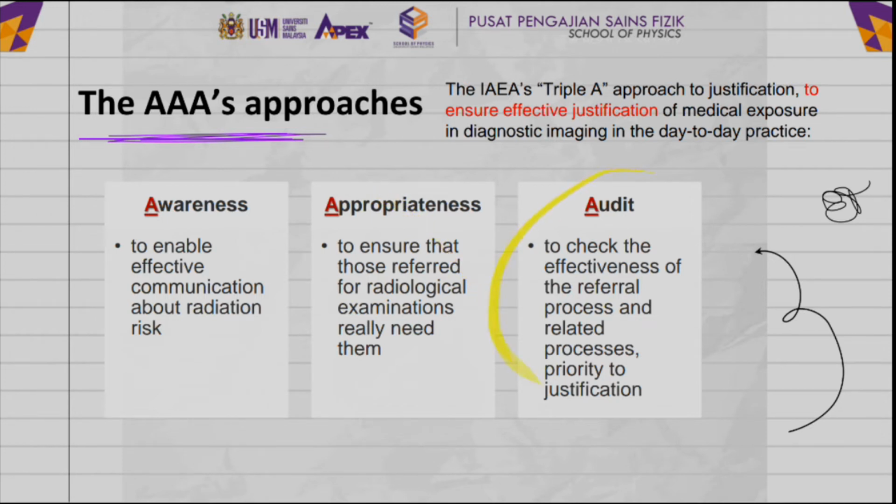And the third is audit, to check the effectiveness of the referral process and related processes prior to justification. This audit is to detect problems and improve patient care. For awareness, we increase the awareness in the public.